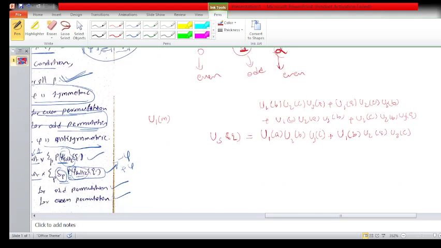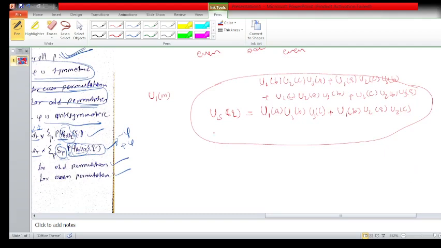Okay. So whether it is even permutation or odd permutation, the sign will always be positive for the symmetric case, it does not matter. But when you consider the same scenario for the antisymmetric case, if you are representing this, then u_a, or you can consider psi also, u antisymmetric of q.